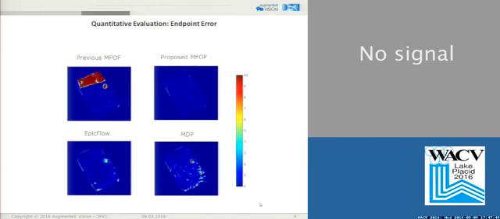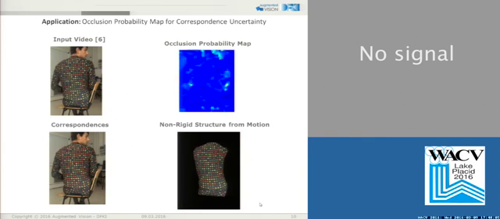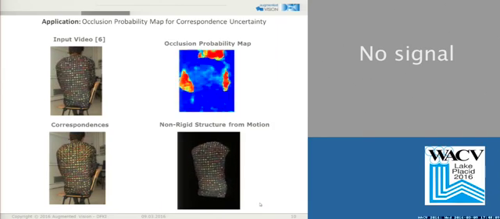We compared that to other methods, the previous multi-frame optical flow method and state-of-the-art two-frame optical flow methods that handle occlusions, and obtain a better endpoint error, as you can see here. How can we apply that? Here you can see an application to non-rigid structure from motion.